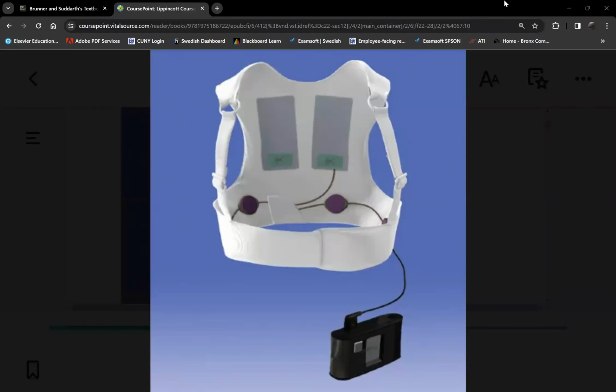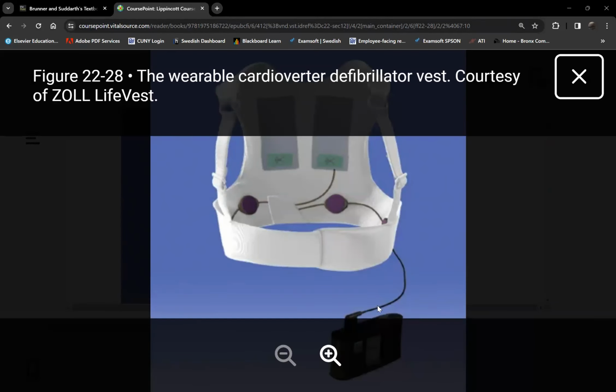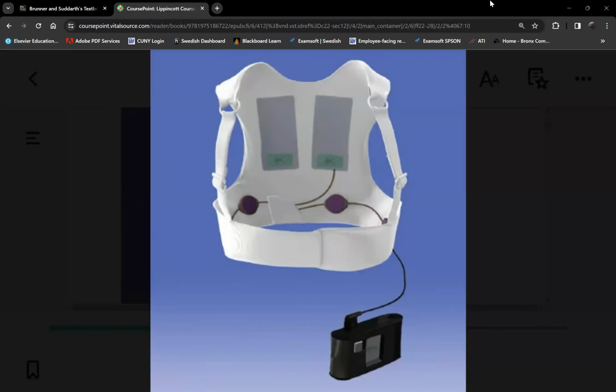It has Velcro straps. And these are the electrodes, which will detect the VTAC or VFib rhythm. And this is the battery that will power the device in case it needs to deliver electric shocks. So they wear this over their skin and then put the clothing over it. You cannot put a shirt on and then this over the shirt. It won't work. So this one must contact the skin directly and then put clothing on.